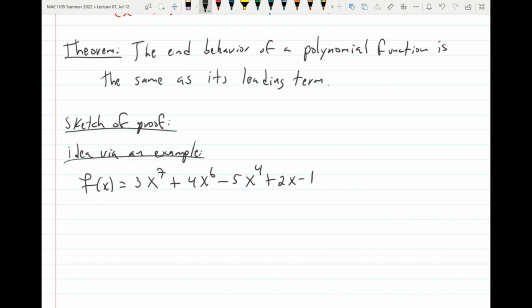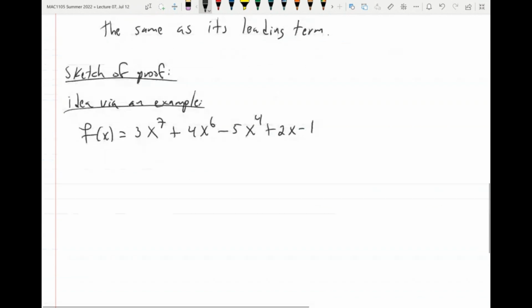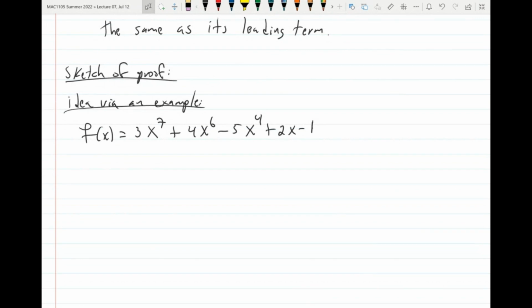Okay, so what I want to show is that the way that this polynomial behaves, the end behavior, is the same as this term, the leading term. Okay? And here's what we can do. To easily see that, what you can do is factor out this term. Okay? So the highest power, you can always factor it out. So I'm going to factor out x to the 7. Actually, I'm going to factor out the whole thing. I'm going to factor out 3x to the 7. If I do that, what do we get?